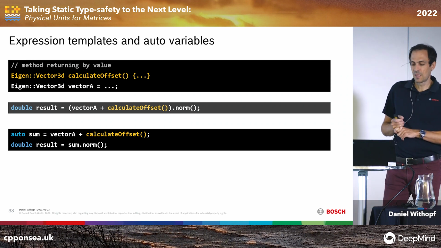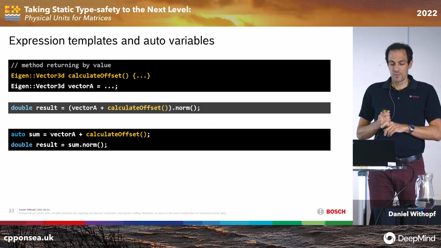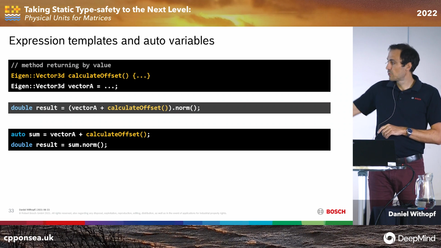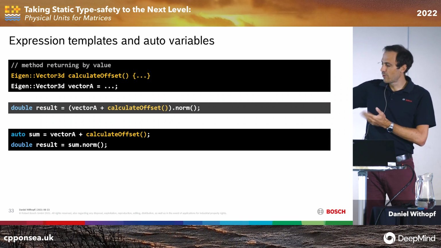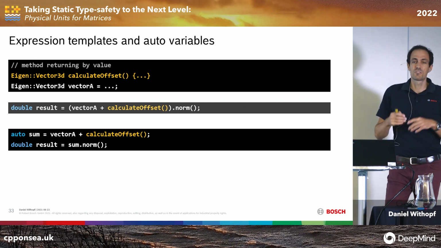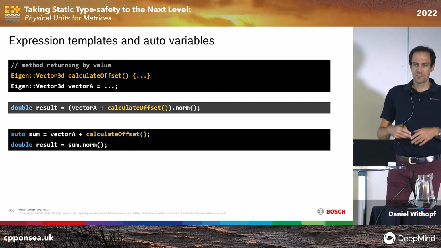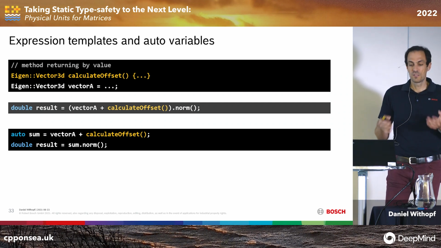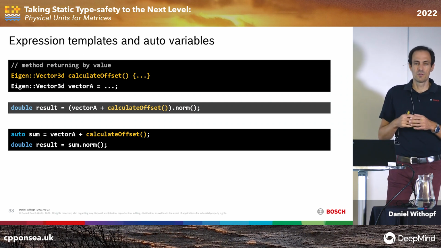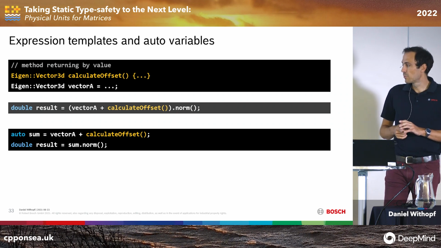So Eigen is a template expression-based library. That means that when you do an operation, or when you seem to do an operation like adding the two vectors, it's not actually doing the calculations. It's creating an expression object that describes how this addition can be done. And only when you assign it to something or when it has to be evaluated, then the calculations are done. And this might point you in the right direction.